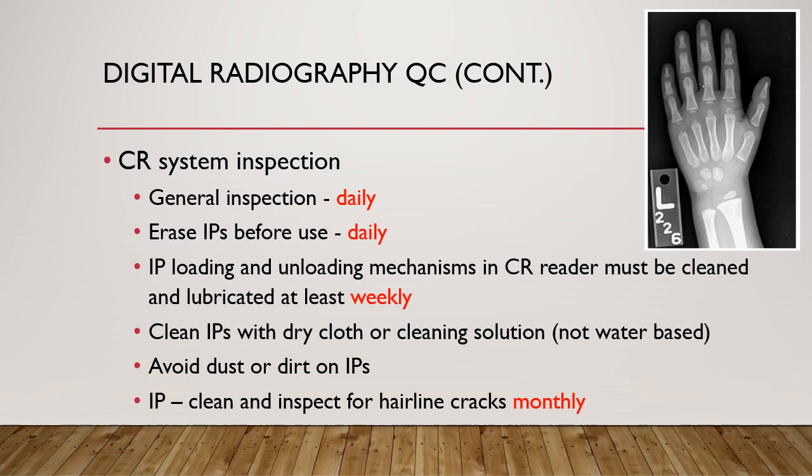For CR system inspection, the general inspection should be performed daily. We want to erase imaging plates before use daily. Imaging plate loading and unloading mechanisms in the CR reader should be cleaned and lubricated at least weekly. We should clean the eyepiece with a dry cloth and a cleaning solution that is not water-based, and avoid dust and dirt on imaging plates also. Finally, clean and inspect for hairline cracks monthly.